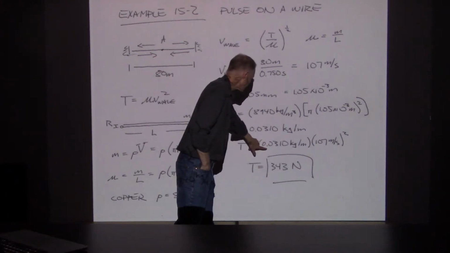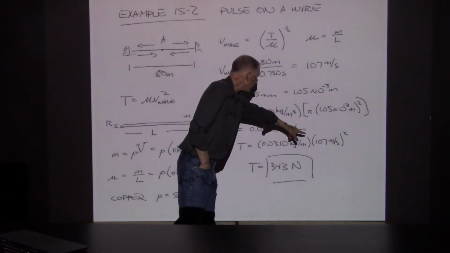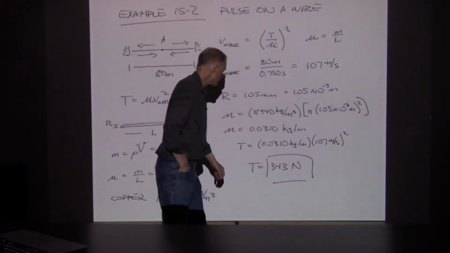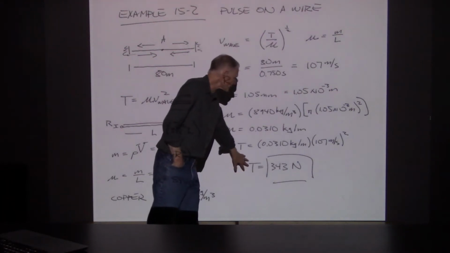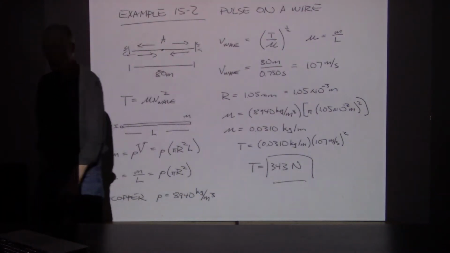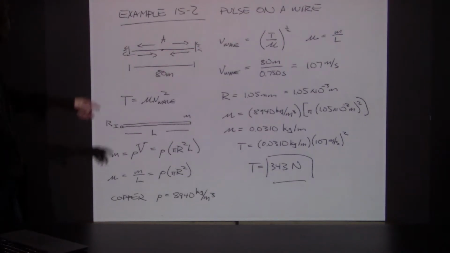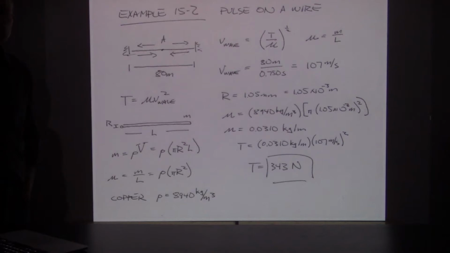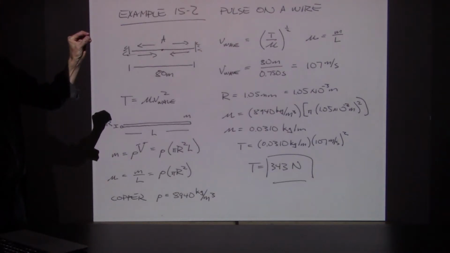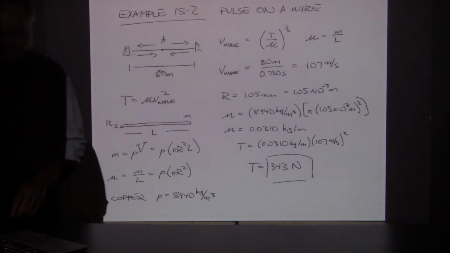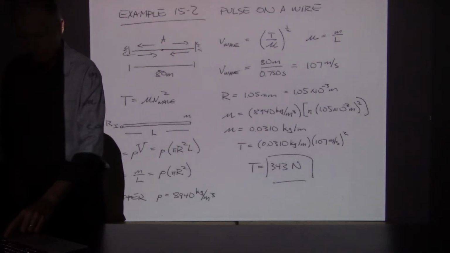In any case, if you take the mu times the velocity, which we calculated from observations, this is suggesting that the tension in the copper wire is 343 newtons. Okay, so that's how much tension we would need to have the wire have the wave speed that we're talking about. Two millimeter diameter. All right, questions on that?